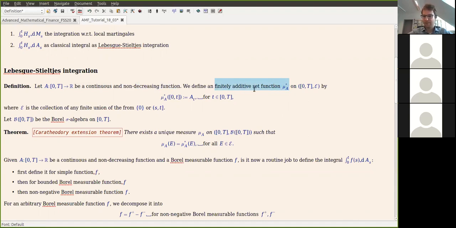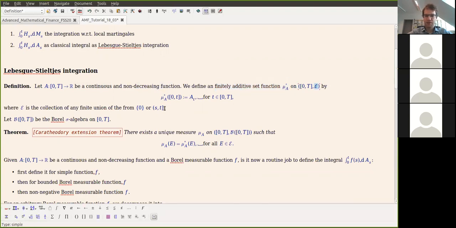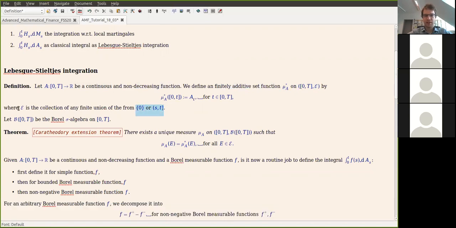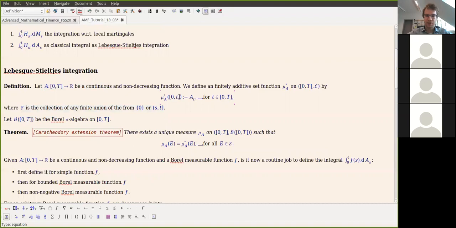So we consider basically the elementary sets, so all the intervals, and we put 0 into it. So this is the collection. E is the collection of all finite unions of sets of these two forms. And then naturally you can define what the measure or the content of such an interval is, and it's just A at t, right? So this is how you start.